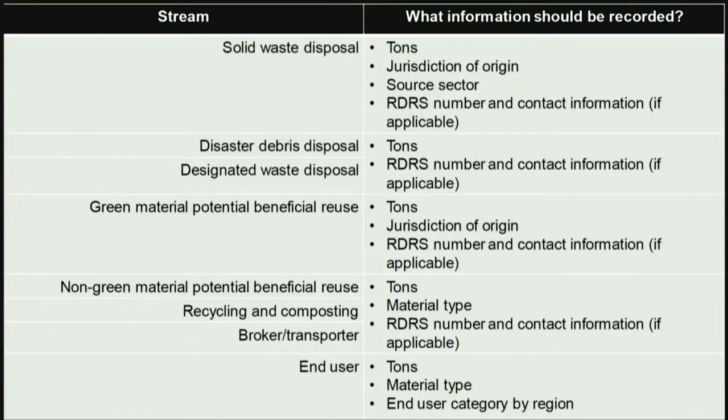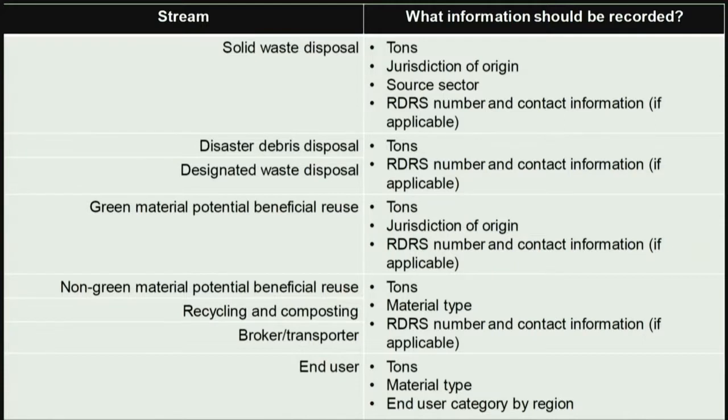Green material potential beneficial reuse material. Again, we talked about why jurisdiction of origin is needed for those flows. So you would retain that information basically anytime you're dealing with that material stream, the tons as well, and the RDRS number. Non-green material potential beneficial reuse, recycling and composting, and broker transporter.